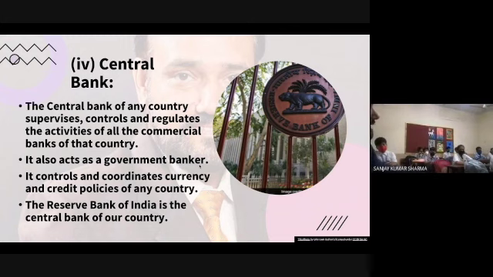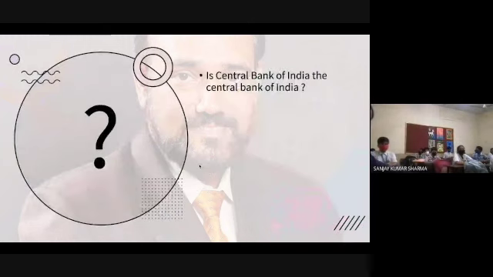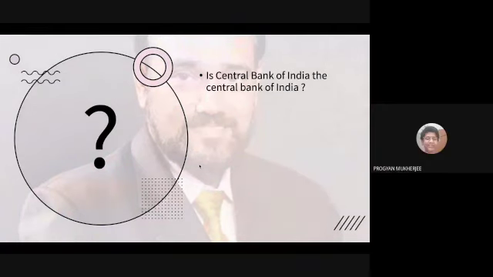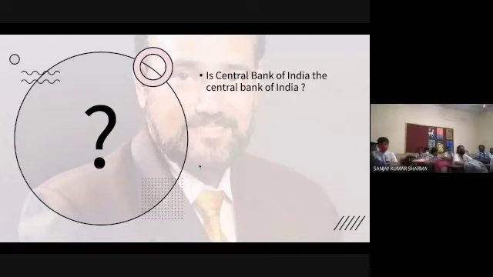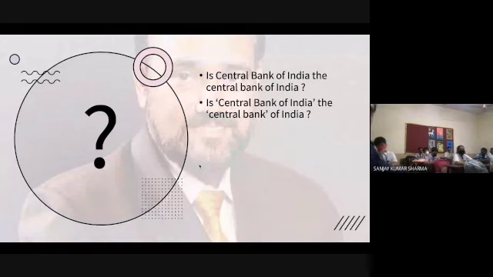What is the central bank in India? The central bank is the RBI, the Reserve Bank of India. So if I ask you in that way, is Central Bank of India the central bank of India? No, my dear, this is not correct. See, I am making it clearer: is Central Bank of India, in inverted commas, the central bank of India? No, it is not.